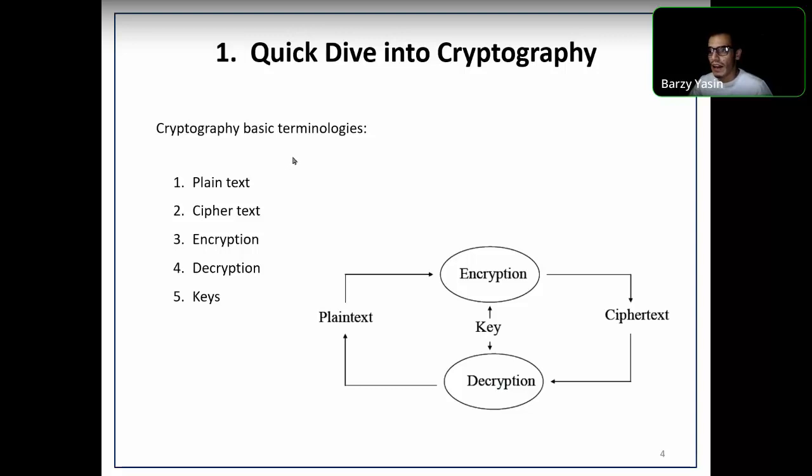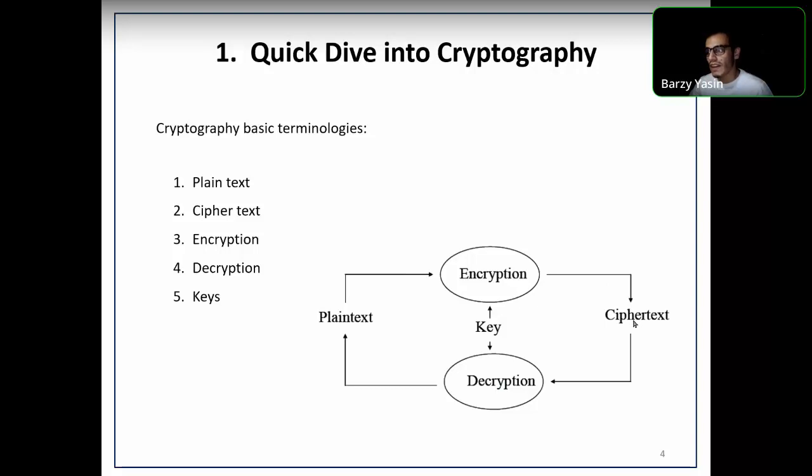We have five terminologies of cryptography here. First, we have plain text and ciphertext, encryption, decryption, and finally keys. This is the encryption and decryption process. First, we have plain text. Plain text is the message that is understandable by everyone. To make it unreadable, we can encrypt it using a key. Then the output is a ciphertext.